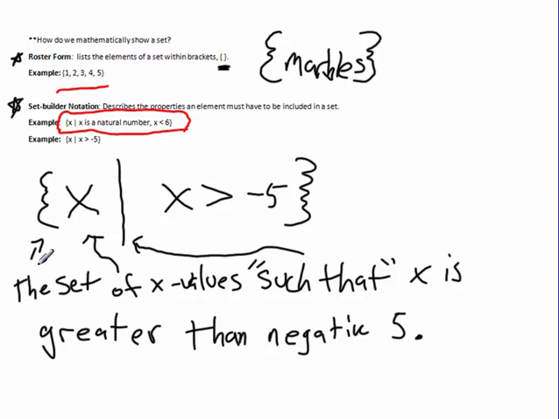All right. So I'm going to say some words, and you're going to say them like they do in a wedding. Okay, you ready? The set of x values such that x is greater than negative 5. Very good, very good. Good job.